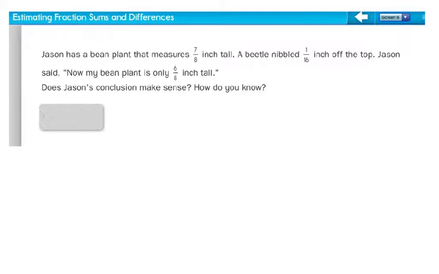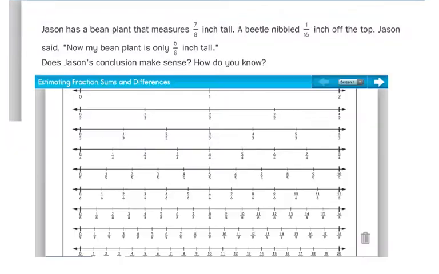Let's take a look at another one. Again, not in your math journal yet. Jason has a bean plant that measures 7/8 inch tall. A beetle nibbled 1/16 inch off the top. Jason said, now my bean plant is only 6/8 inch tall. Does Jason's conclusion make sense, and how do you know? Let me go ahead and mark where 7/8 is. 7/8 is right here. And I know that 6/8 is 1/8 less than 7/8.